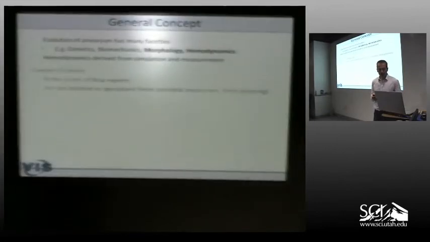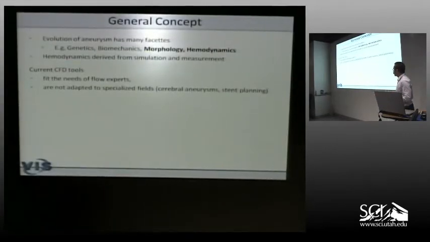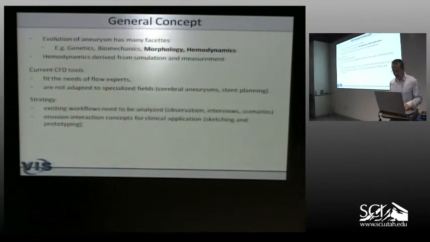A few general remarks about the evolution of aneurysm. Many questions are still open, but it is clear that genetics plays a role. Also biomechanics of the vessel wall, these are things we cannot consider and cannot contribute to, but the morphology and the hemodynamics are the two aspects we can consider. And the hemodynamics is derived either from simulation or from measurements. So one could say, well, CFD simulations are possible. There are tools in order to explore the results, like Fluent. But these are not very well adapted to the specific problems in vascular diagnosis and treatment, but instead more adapted to the needs of flow experts.